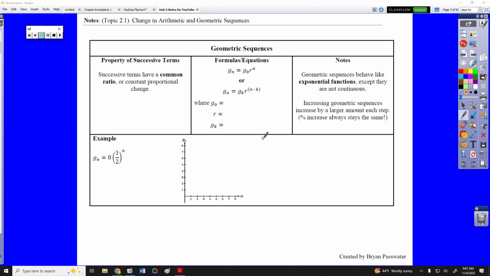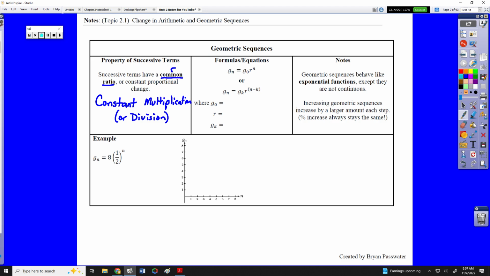So a geometric sequence is defined as a sequence where successive terms have what's called a common ratio or a constant proportional change. What we mean by that is that the pattern between terms will be a constant multiplication pattern. Now, it is possible that you might recognize this as being a constant division pattern. Remember that division is multiplying by a fraction. So that would be the same thing. Now that common ratio is going to be known as R.